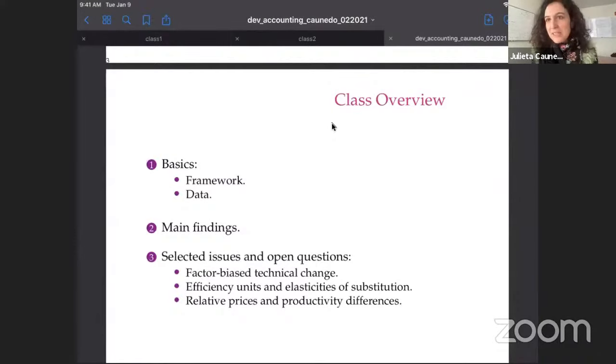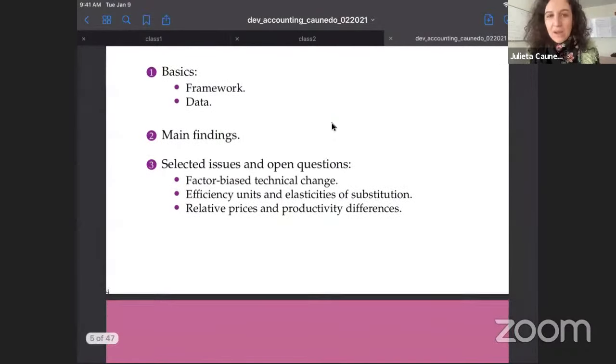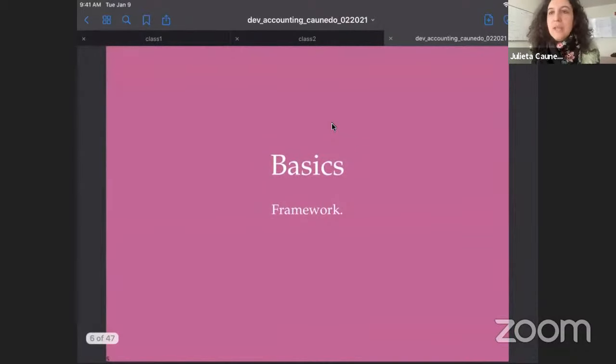Then I'm gonna discuss what the main findings of the literature are and different approaches to think about the accounting per se. And then I'm just gonna bring up some issues that I think are important, but mostly as a roadmap to think about open questions that are gonna be important if you are interested in the field. And you shouldn't take this as a roadmap of what people think is interesting. This is mostly what Julieta thinks is interesting, okay? So I'll get to the details as I go along into the selected issues. Now, before I get into the framework, are there questions?